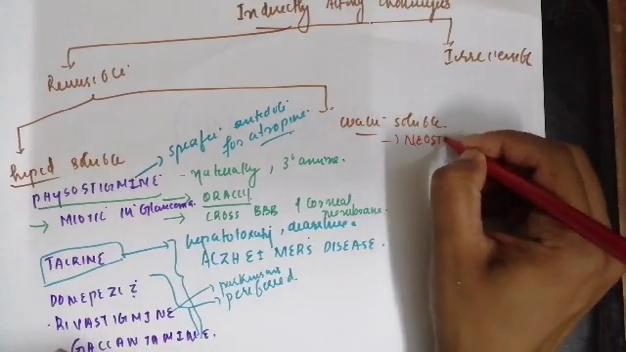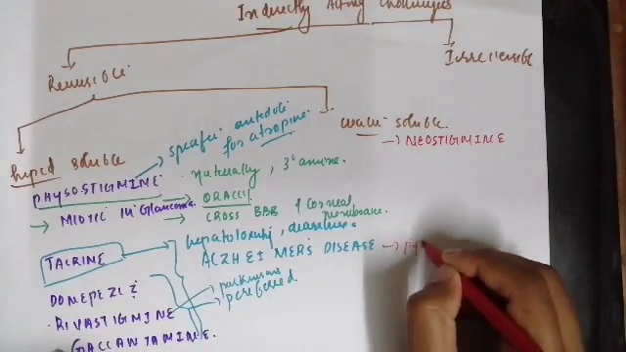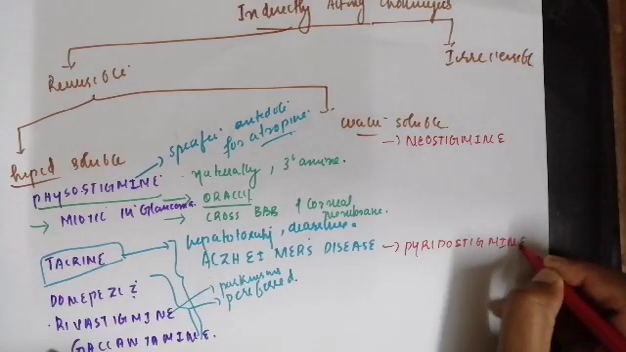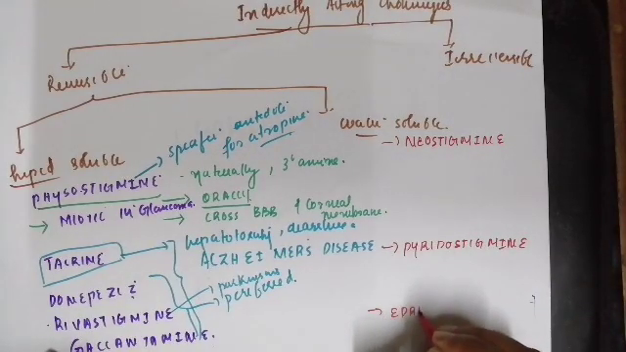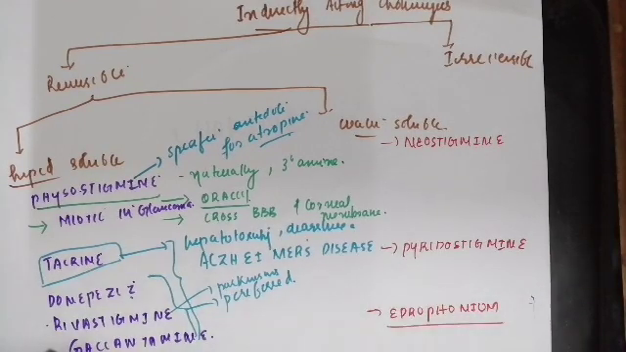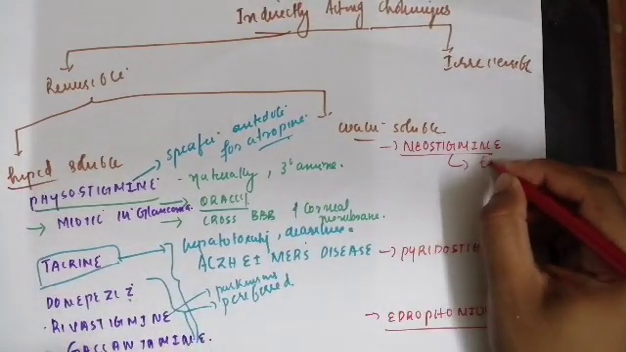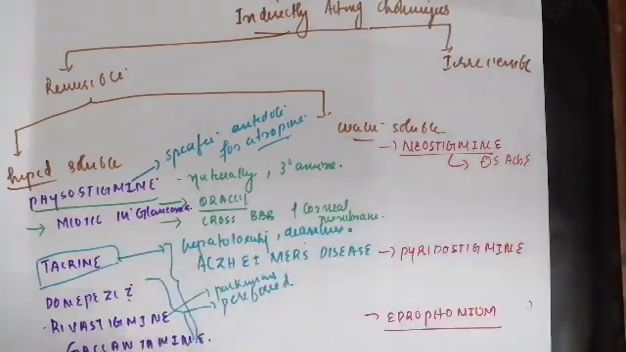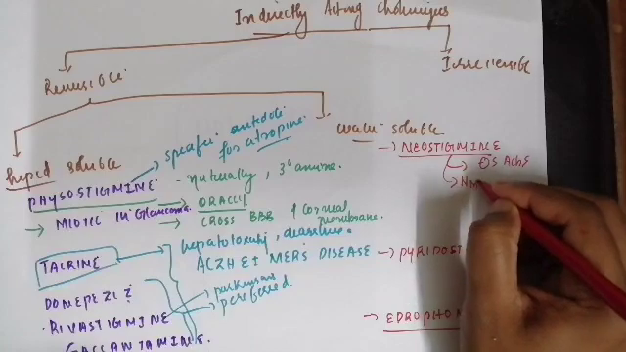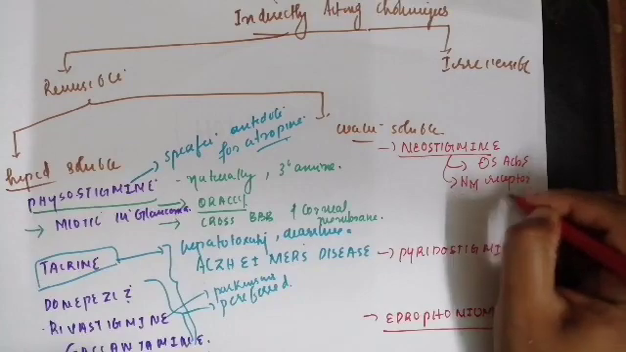This includes neostigmine, then pyridostigmine, and we have edrophonium. Neostigmine is an important drug, and it has its effect by inhibiting the acetylcholinesterase enzyme. It increases the level of acetylcholine, and besides that, it also has an agonistic effect on the NM receptor. So NM receptor agonistic activity is also present.